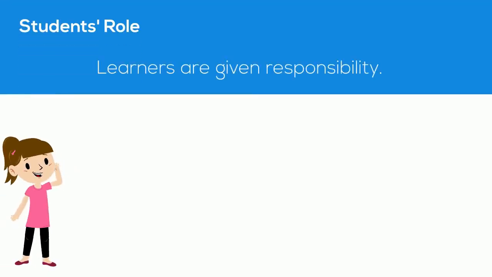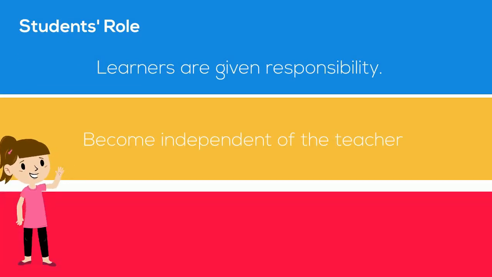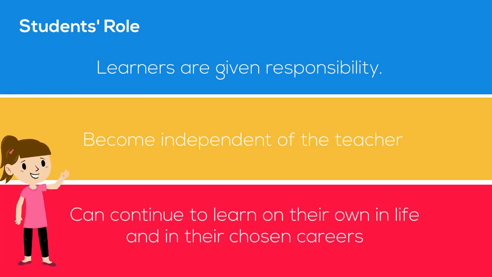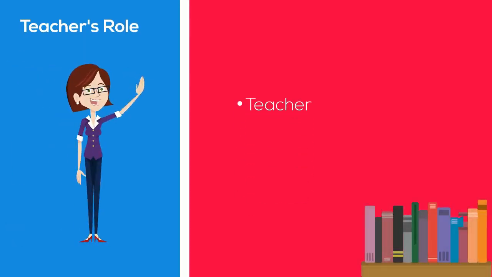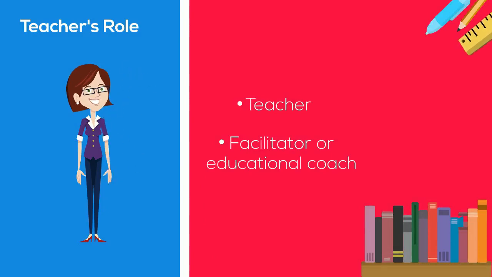Students' role. In PBL, learners are progressively given more and more responsibility for their own education, becoming increasingly independent of the teacher. PBL produces independent learners who can continue to learn on their own during their whole life and in their chosen careers. Teacher's role. The principal role of the teacher in PBL is that of a facilitator or educational coach guiding the learners in the PBL process. As learners become more proficient in the PBL learning process, the teacher becomes less involved.